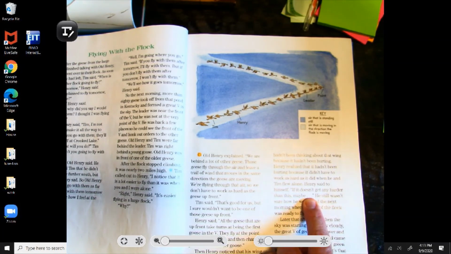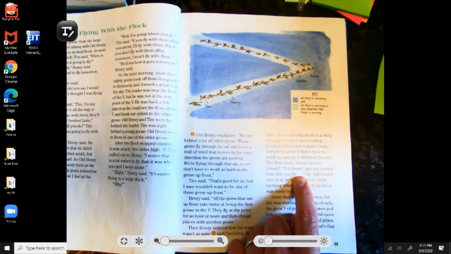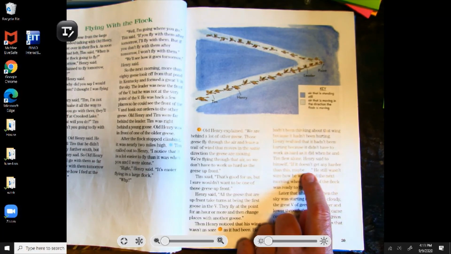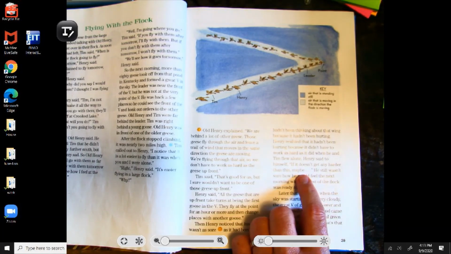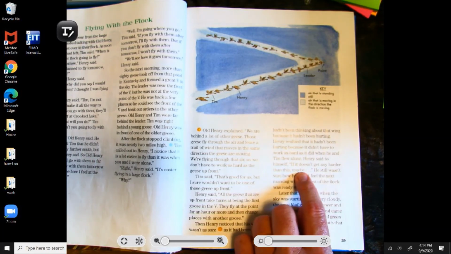Hold that spot, scholars. Can you think about what he might be thinking, right? This ellipsis, he doesn't finish his thought, but can you tell what he might be thinking? Did your answer relate to him thinking, if it doesn't get any harder than this, maybe I could go further or go all the way to Florida?